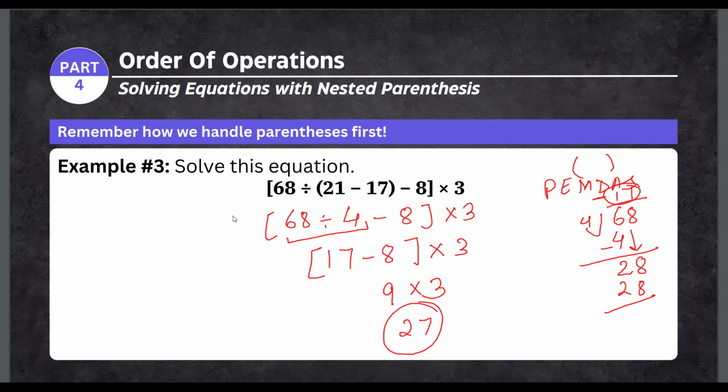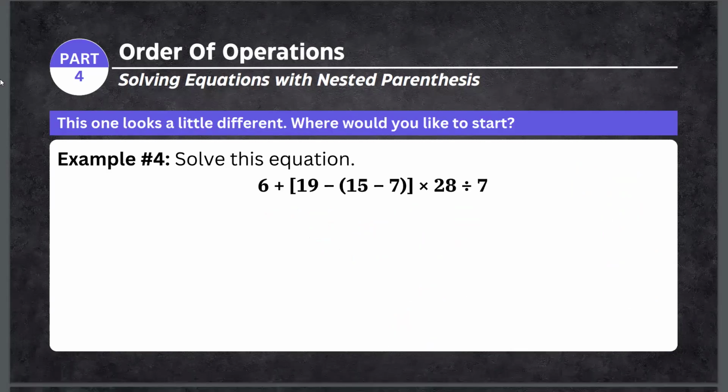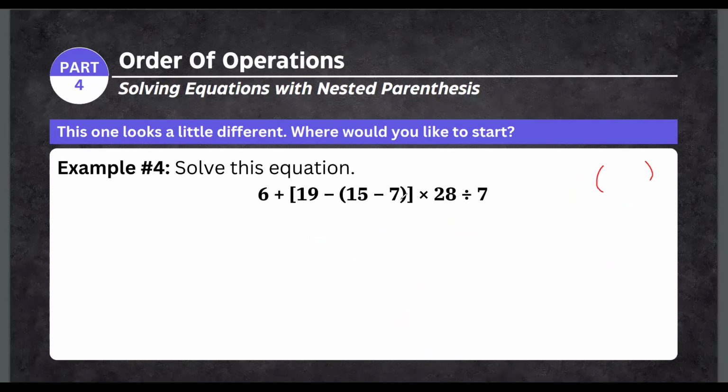Now, next we have this question. Start with this bracket: 15 minus 7 is 8. The rest of the things as it is.